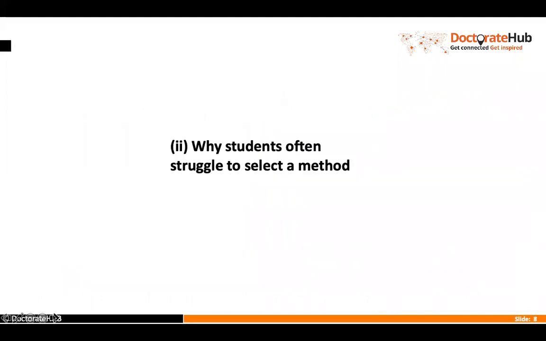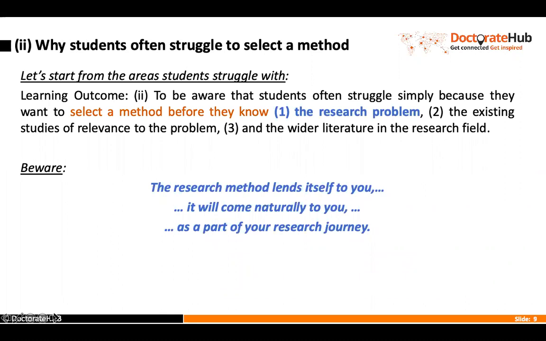Okay, let's move into the second part of the presentation. Why students often struggle to select a method. Now, that's actually quite clear. And as initially said, students simply struggle because they want to select a method before they know first the research problem, second, the existing studies of relevance to the problem, and third, the wider literature in the research field.